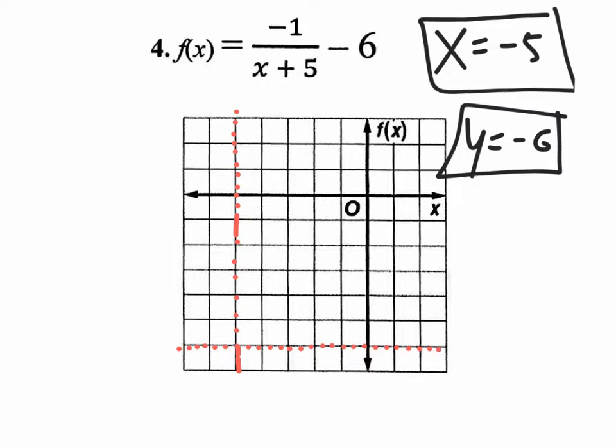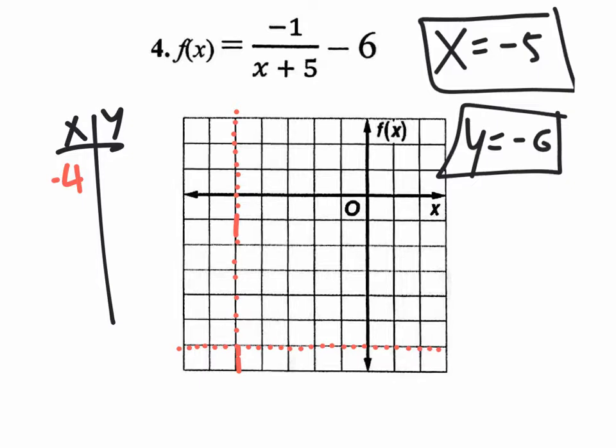Let's go to an XY table. So going to an XY table, I need to plug in values. Now, normally I say plug in any numbers you want. However, I recommend plugging in an x value. Don't plug in an x value way over here. Plug in something that's pretty close to your vertical asymptote. Okay, so -1, 2, 3, 4. Let's plug in a -4. And let's see what happens.